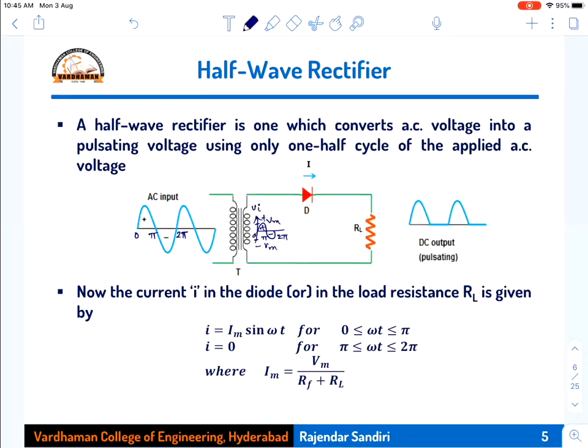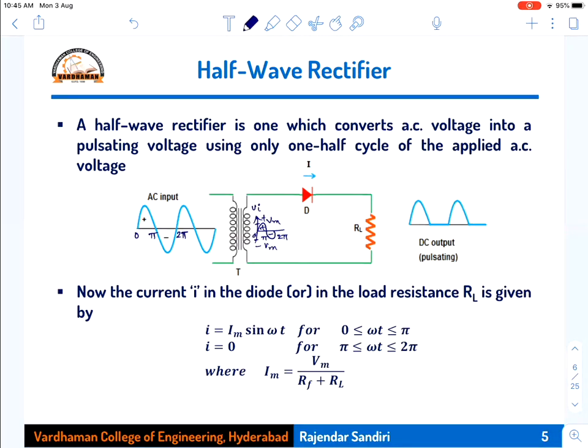Now the same current in the diode is expressed like this: I is equal to Im sine omega t. Im sine omega t means the current is a sine waveform with the peak value Im. Similarly, if you want to represent voltage, V is equal to Vm sine omega t.